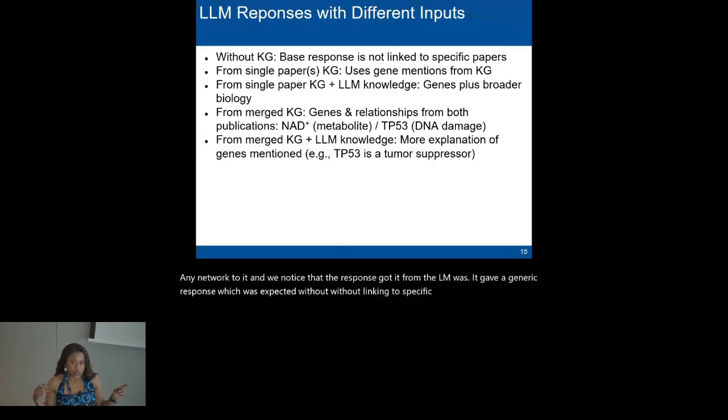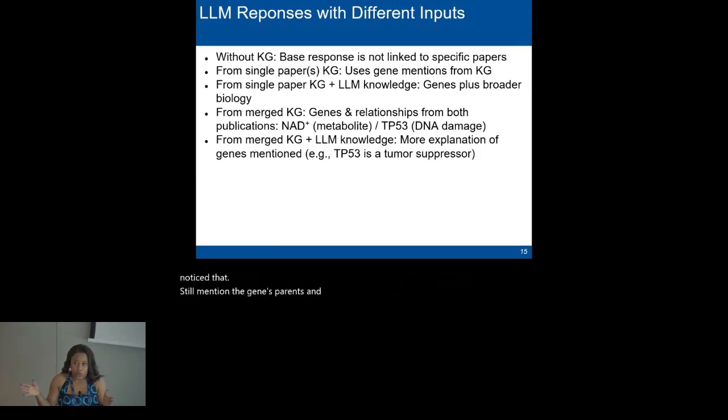When we tried giving the LLM context from a single paper network, which is the first cell cycle paper, we noticed that it mentioned genes that were present in the knowledge graph. We had specifically told it that it should not make use of its background knowledge. The next thing we tried was telling it to make use of its background knowledge along with our knowledge graph, and we noticed that it still mentioned the genes present in our knowledge graph, but it talked about broader biology.